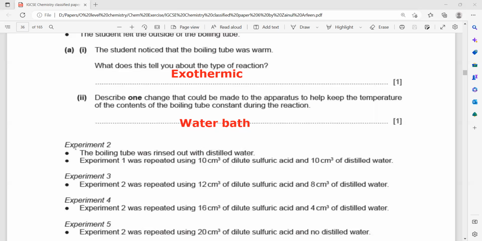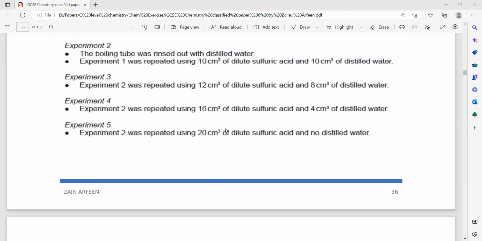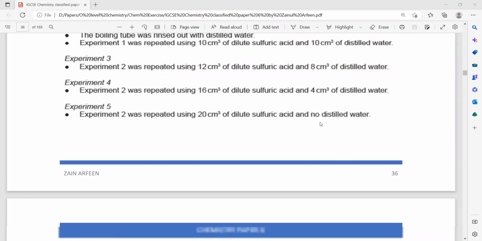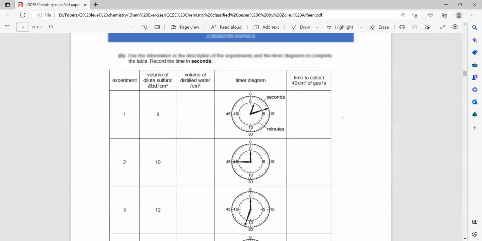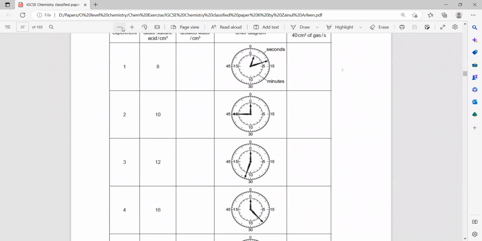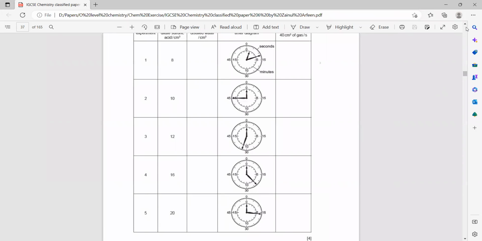Then the test tube was rinsed out with distilled water. Then the experiment was repeated using 10 cm cube, then 12, then 16, then 20. And 10 cm cube distilled water, then 8 cm cube, then 4. Use the information and description in the experiment and the timer to complete the table. So we have to complete the table for volume.